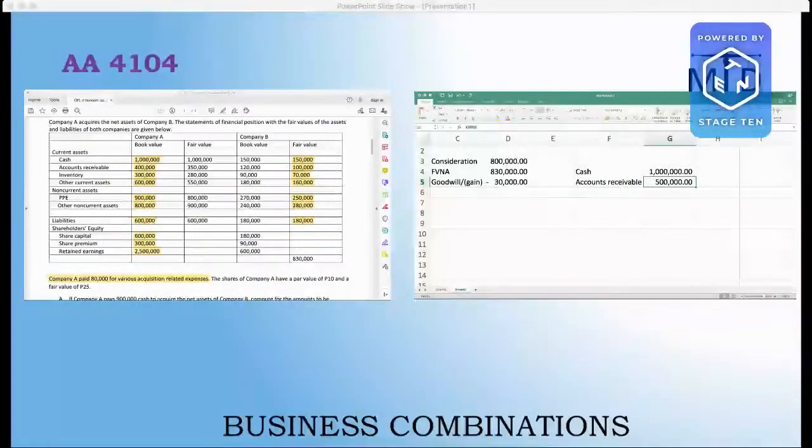Okay. Next item would be your inventory. And you can expect that the amount here would be the same as what we've computed before. This would be 300 plus 70. Okay, so that would give you 370,000. And then next to inventory are your other current assets, which would amount to 760,000, computed as 600 plus 160.